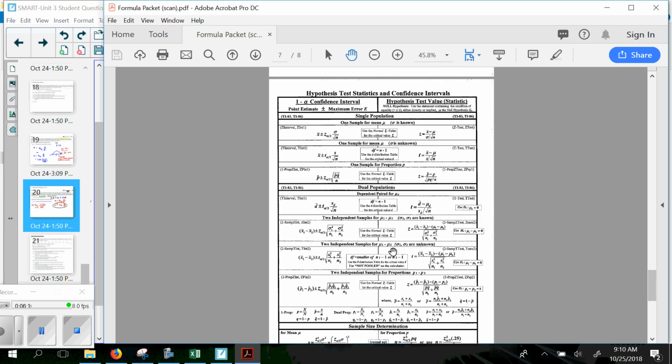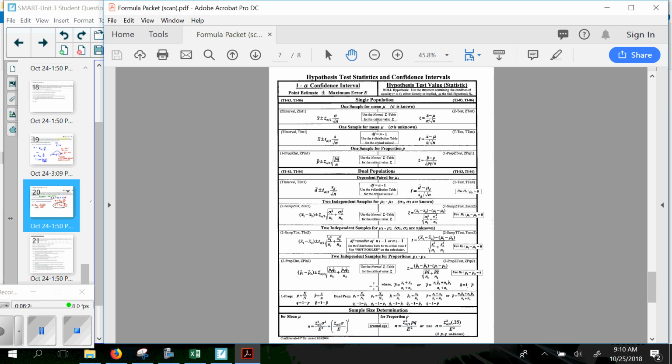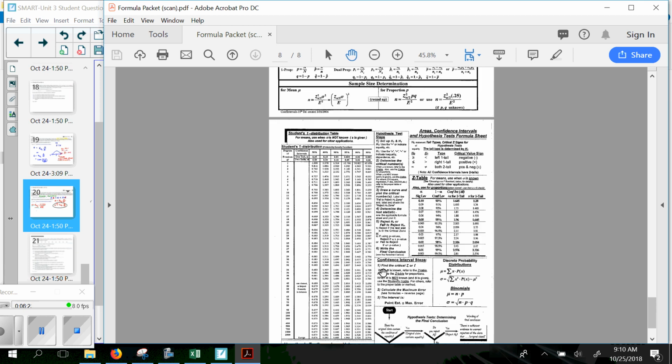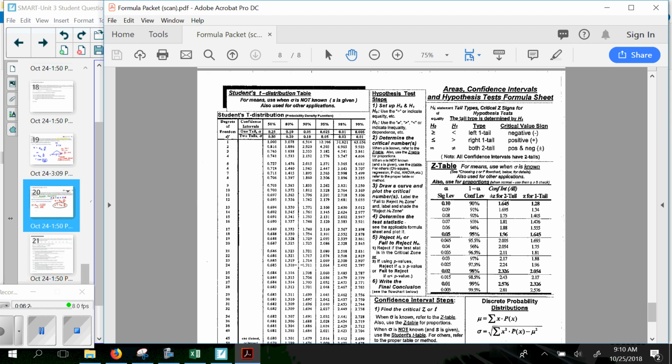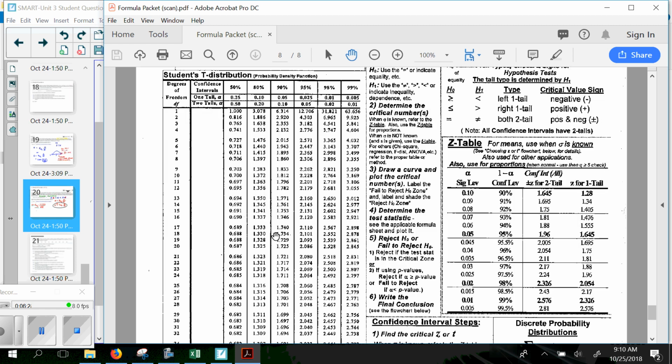and then this page is the one that we use for Unit 3 and Unit 4 the most often for the rest of the term. And on the back side of that page is a small version of the student t distribution table. So we'll use that first to find the critical value.